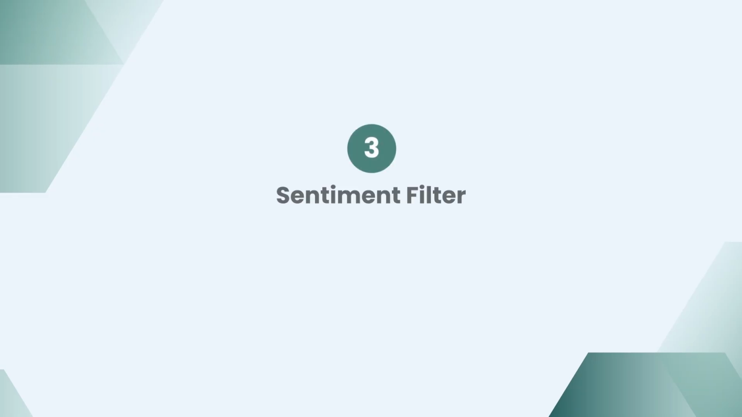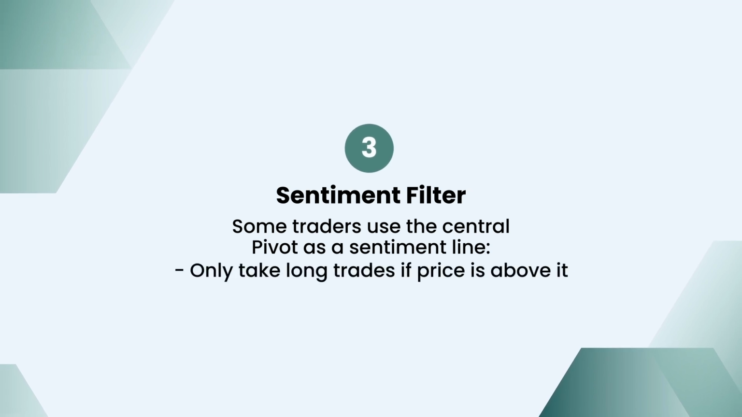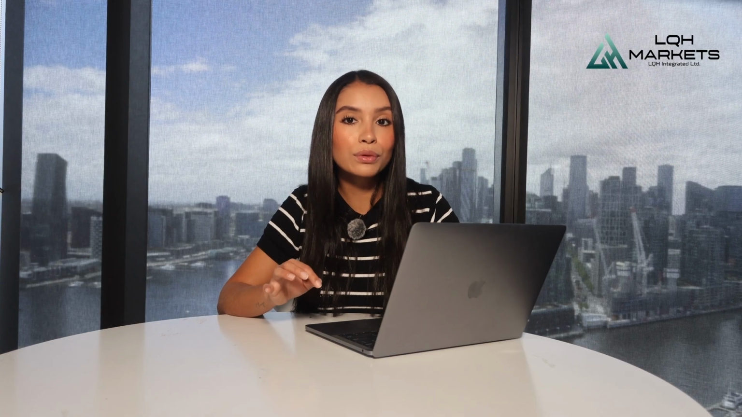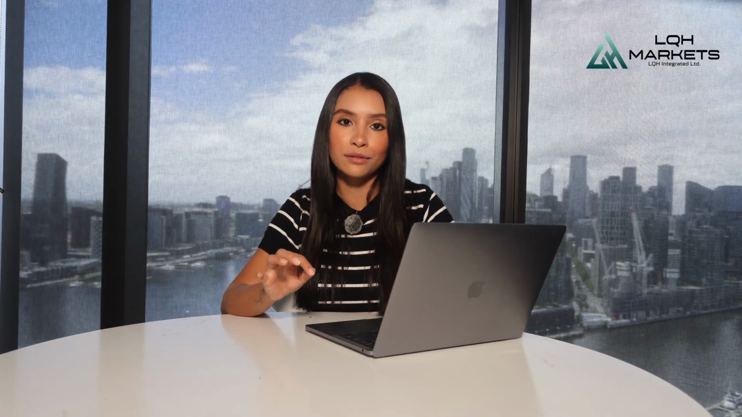The third one is the sentiment filter. Some traders use the central pivot as a sentiment line. Only take long trades if price is above it. Only take shorts if price is below it. This simple rule helps keep you trading in sync with the market's direction.